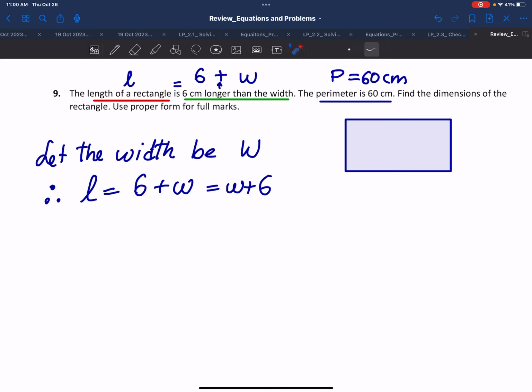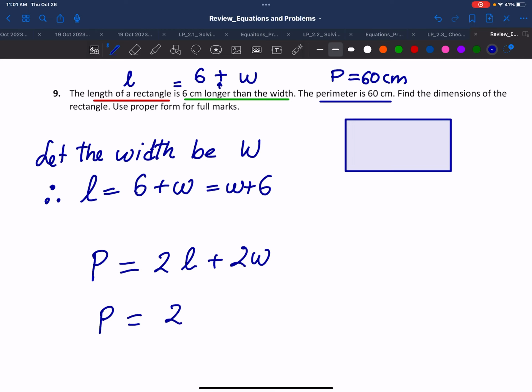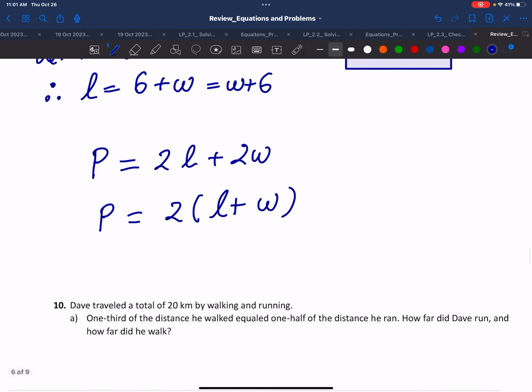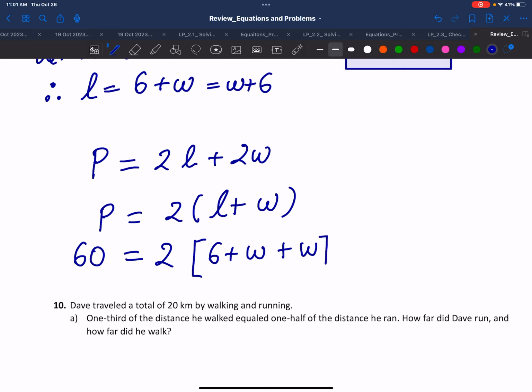Now, in order to find width and length, we need to use the perimeter. We know that the perimeter of a rectangle is 2 lengths and 2 widths, or you probably have seen it as 2 times length plus width. It's the same idea. So with a perimeter of 60 centimeters, a length of 6 plus W, and a width of W, now we're able to find W because we have an equation with a single variable.